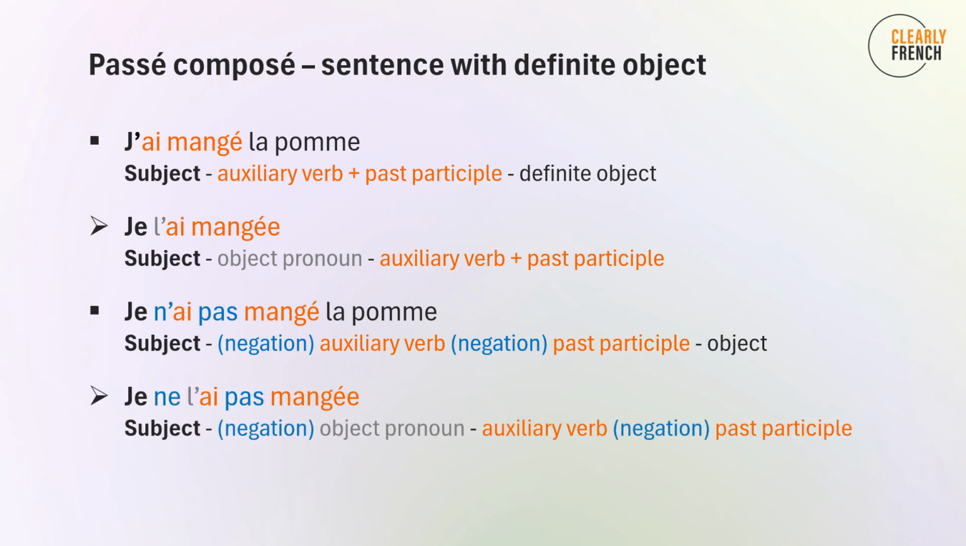Je ne l'ai pas mangé. Here you have the first part of the negation, the ne, then the object pronoun, and then the auxiliary verb, and then the second part of the negation. This is why we much prefer to say je l'ai pas mangé. It flows a lot better. But you have to write je ne l'ai pas mangé.